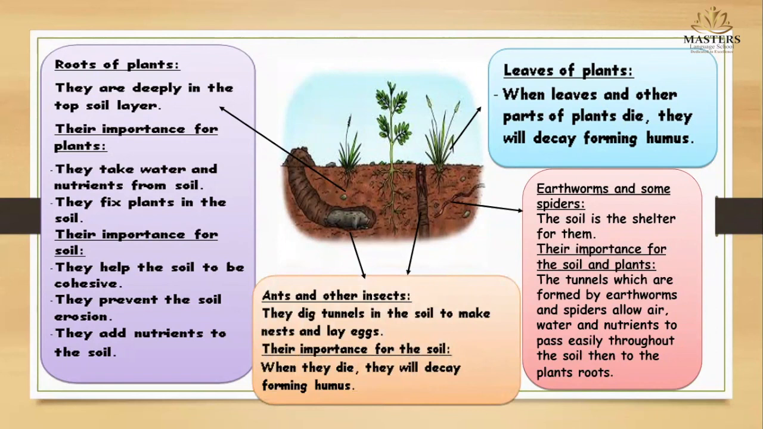Then ants and other insects also dig tunnels in the soil to make nests and lay eggs. Their importance for the soil: when they die they will decay, forming humus.